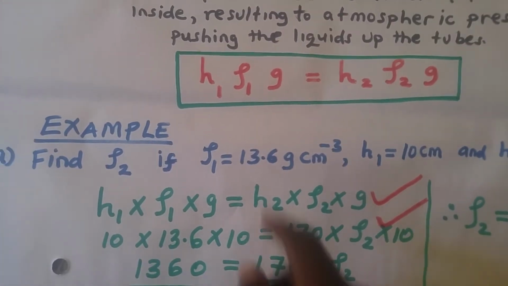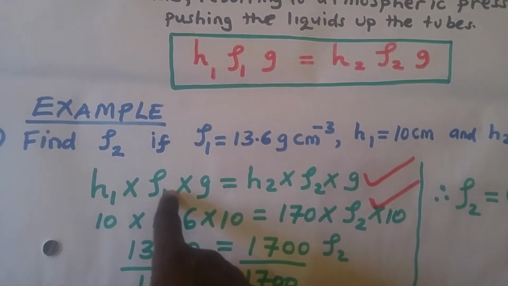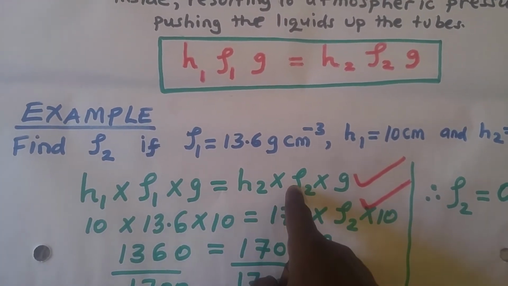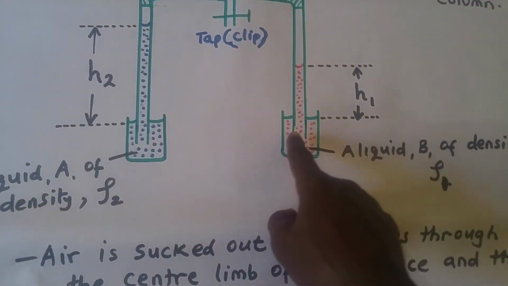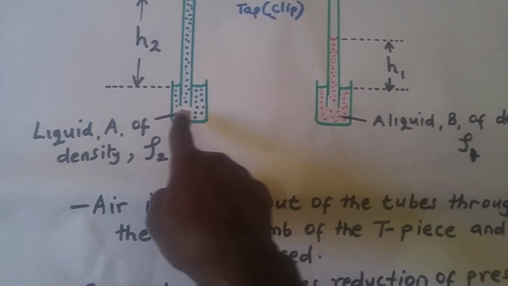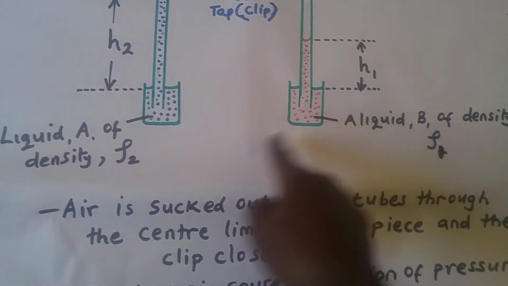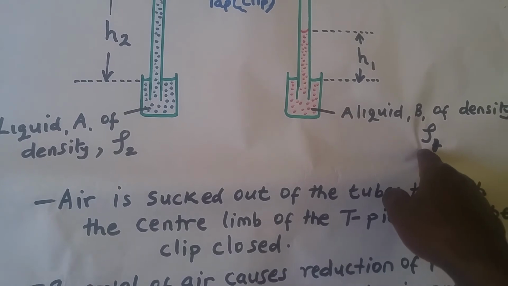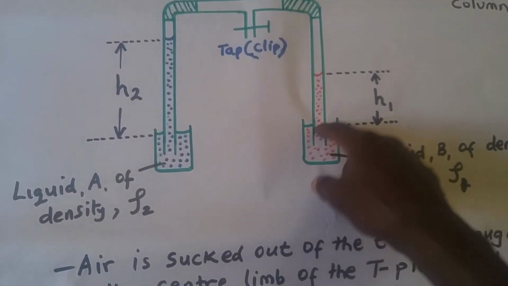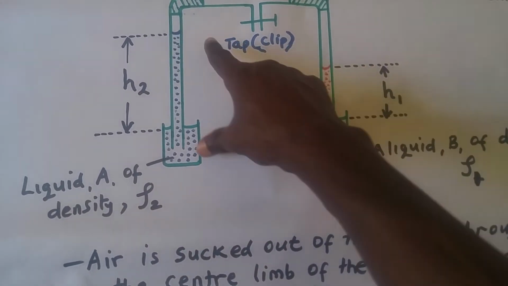But H1 and density 1, H2 and density 2 are different. Why are we saying so? Because this liquid is different from this one. So because they are different, this one has a different density 2, this one has a different density 1. You can see even their heights are different. This height is smaller, this height is bigger.